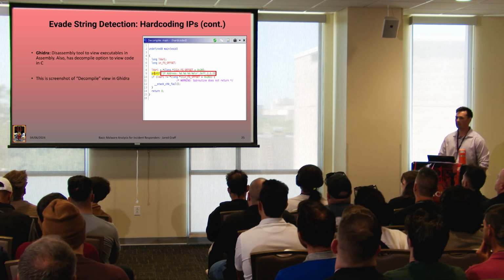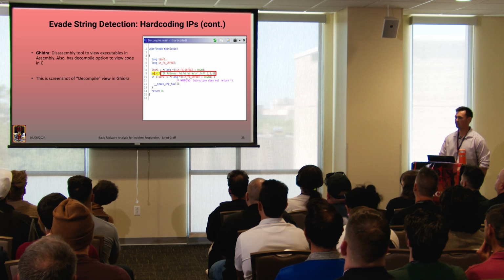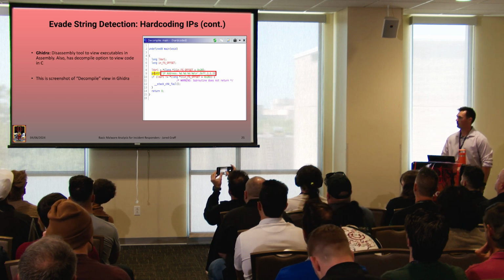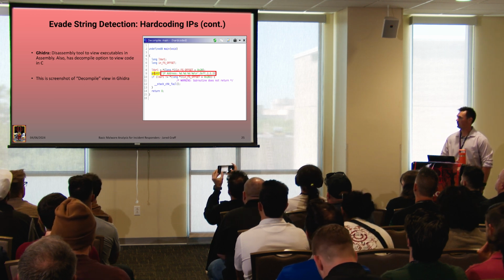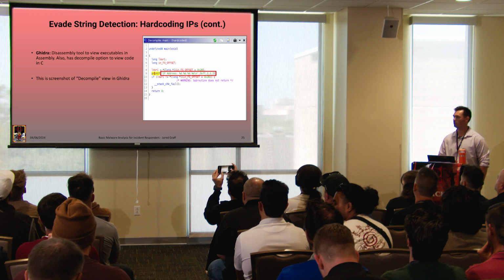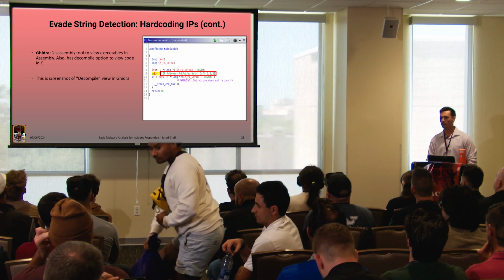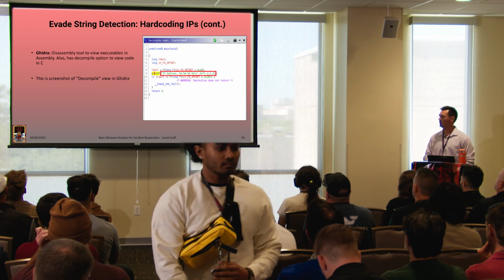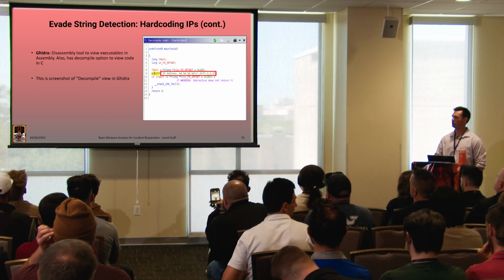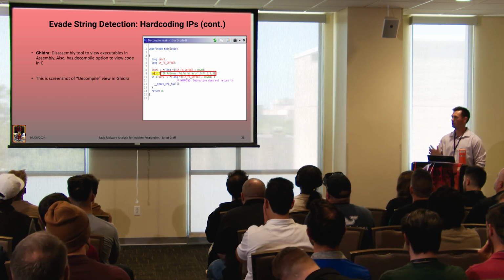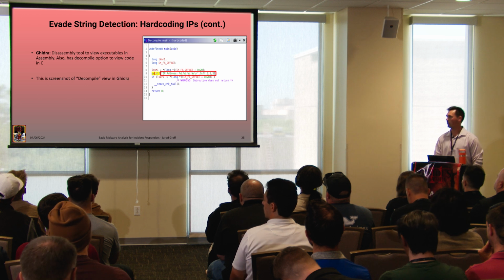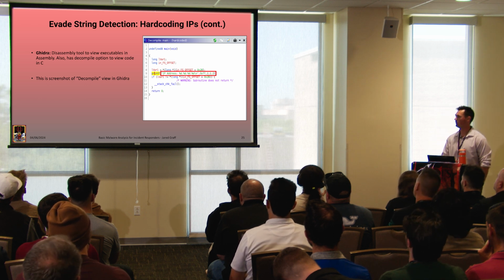But there is a way to detect it, and that is using a disassembler. One I used here is Ghidra. This is a tool used to view executables in assembly language, and it also has a decompile option to view the code in what's called pseudo-C. It's how Ghidra interprets the code itself.